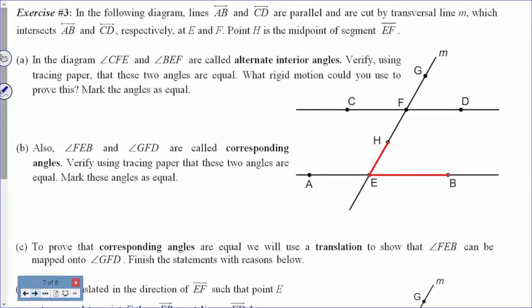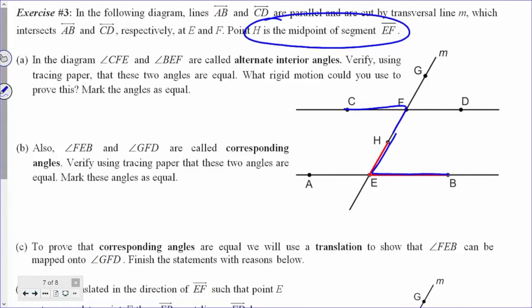In the following diagram, lines AB and CD are parallel and cut by transversal line M, which intersects AB and CD, respectively, at E and F. Point H is the midpoint of segment EF. In the diagram, angles CFE and BEF are called alternate interior angles. So we just talked about that. CFE and BEF, alternate interior angles.